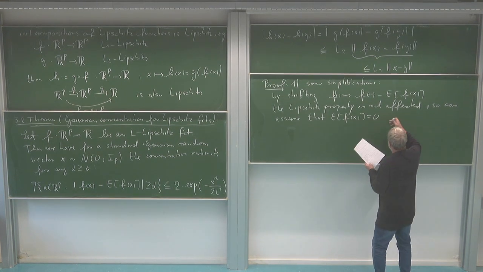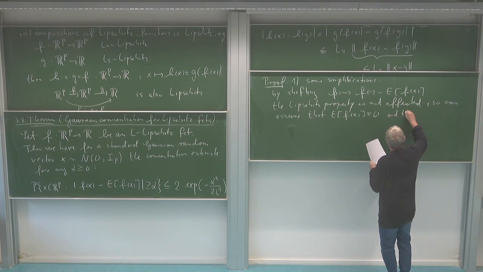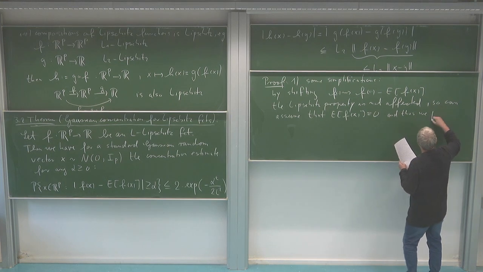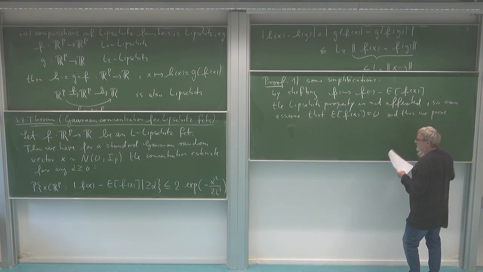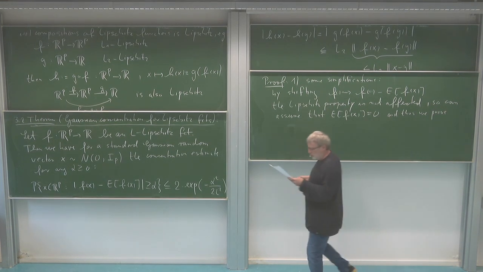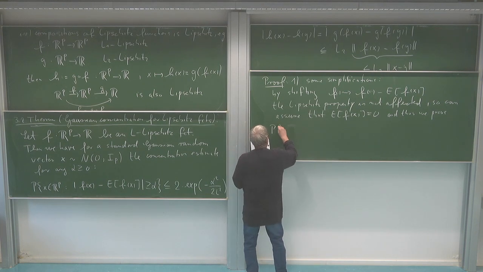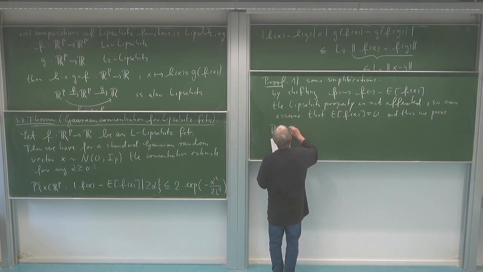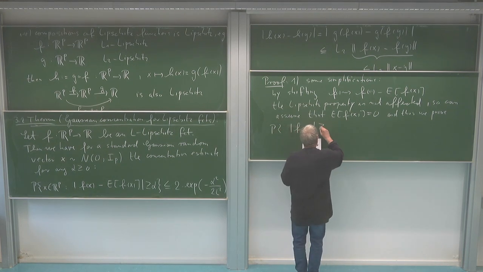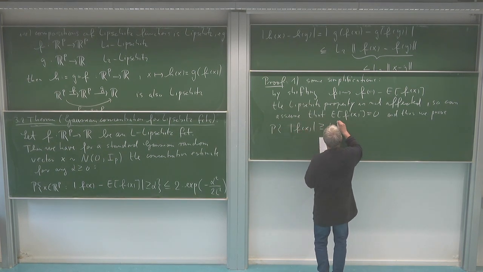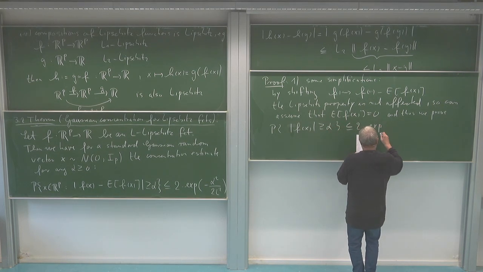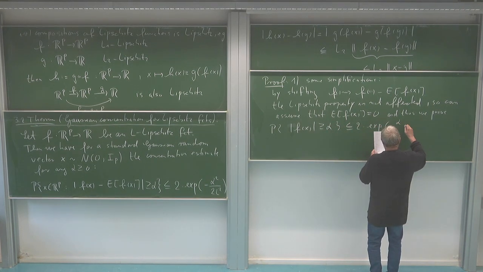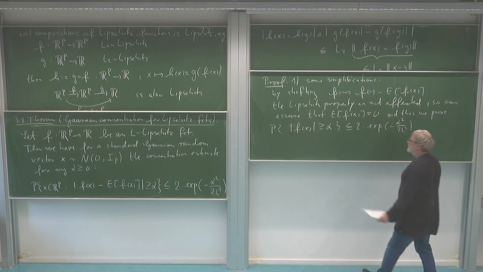Okay, and thus we only have to prove the same statement, but the expected value is now gone. So we have to prove the probability of the x's for which the absolute value of f of x is bigger than alpha is less than 2 times the exponential of minus alpha squared by 2L squared.